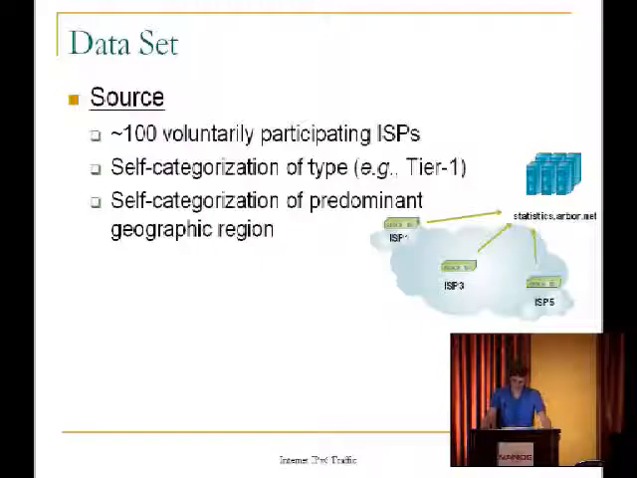So, like I said, again, it's voluntarily participating ISPs. They share some anonymized data. Here you have, in this little toy diagram, 3 networks that have bought Arbor gear, perhaps Peakflow or something, and they send data then back to the mothership for Arbor to analyze, perhaps in an offline setting such as this, or in real time. These networks categorize themselves according to their type and their predominant geographic coverage.